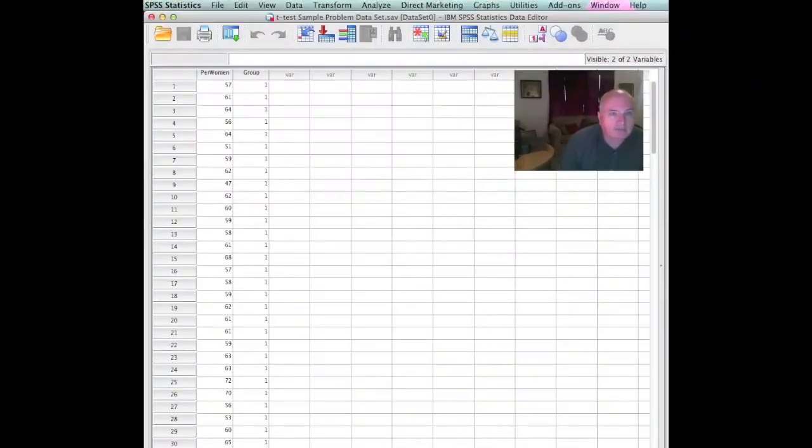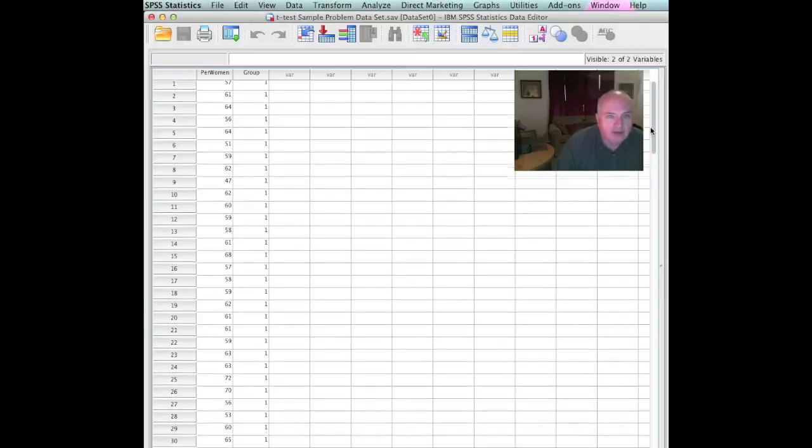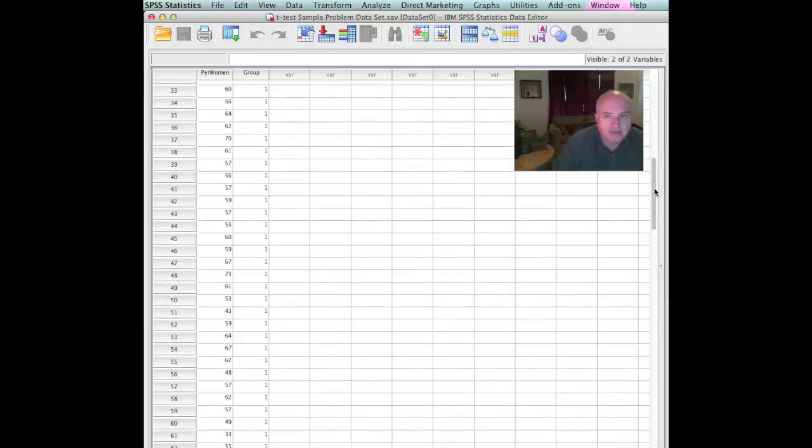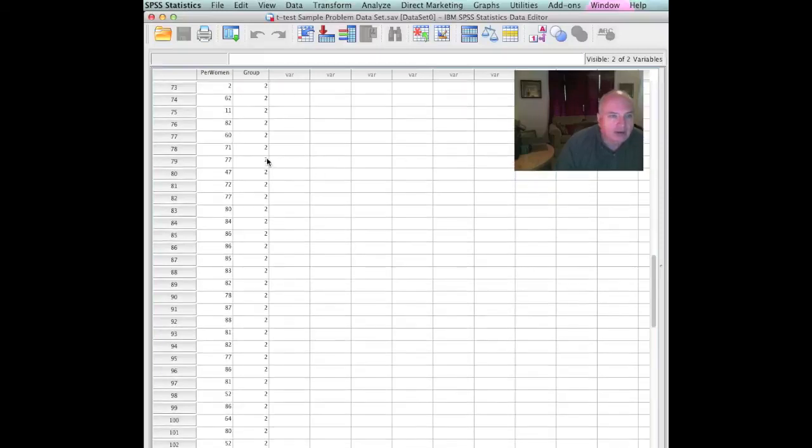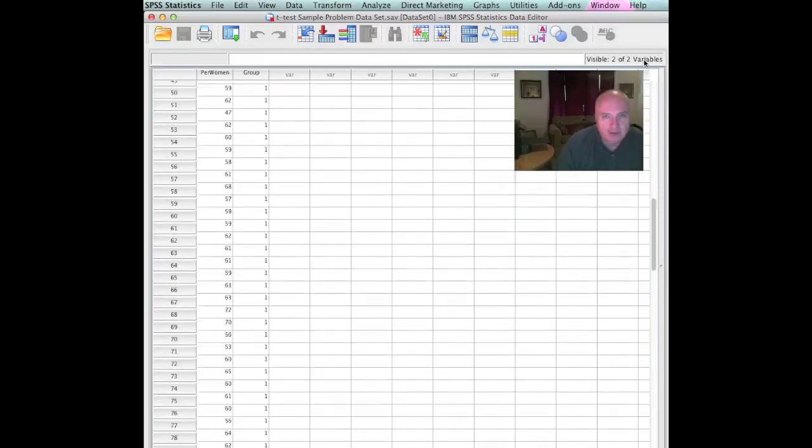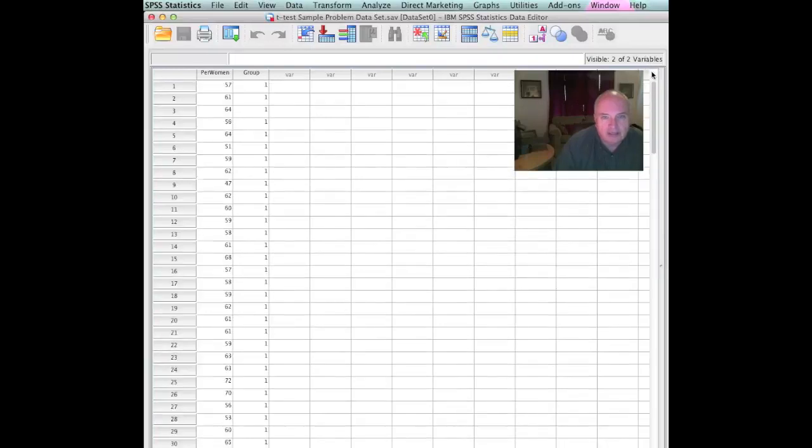Well, here we are, my friends, in SPSS, and I have developed a data set. This piece of software is very powerful. Now, the variables that I developed are percent women and group. My group statistics is represented. One represents a public two-year degree-granting community college in Texas, and we'll scroll down, and group 2 represents a for-profit two-year degree-granting institution in Texas.